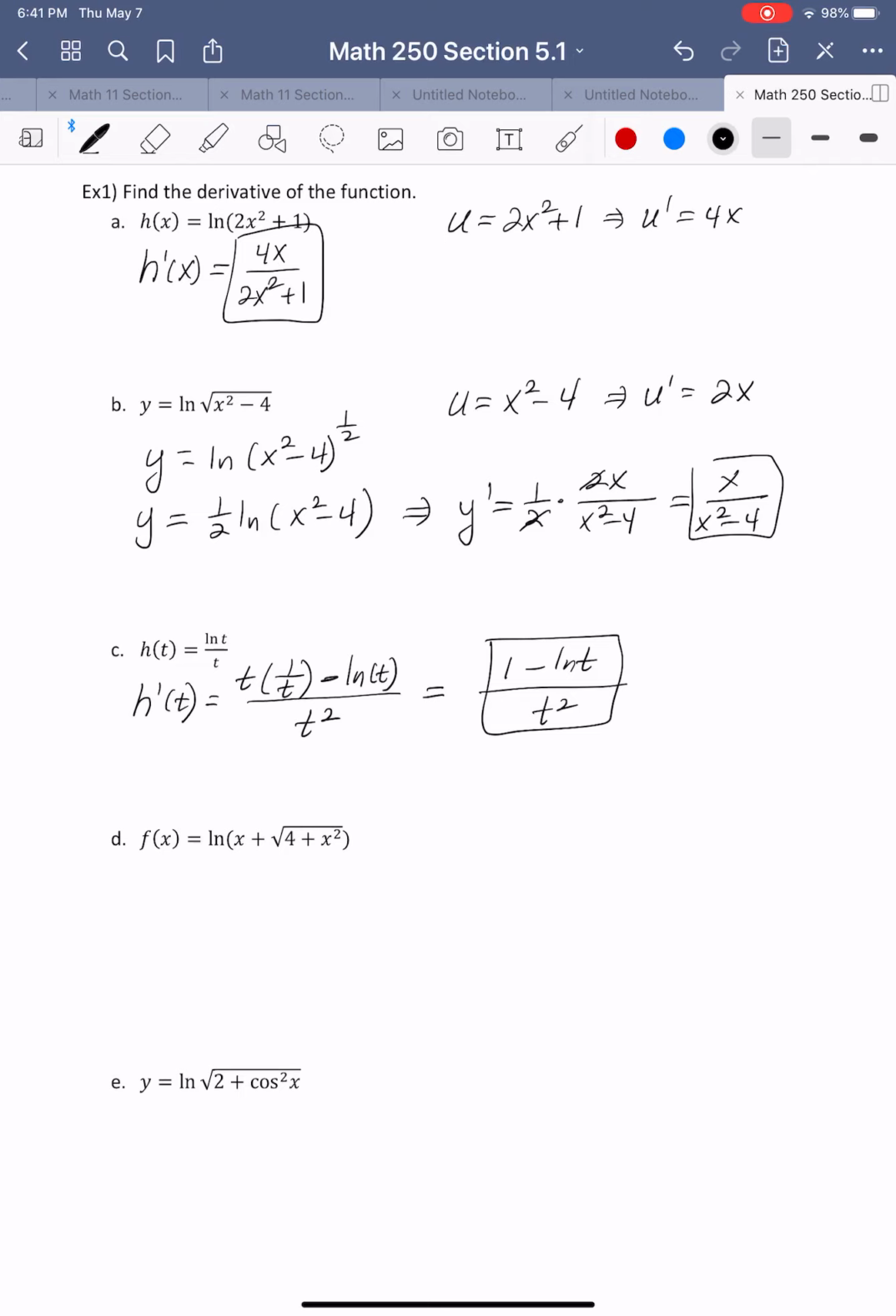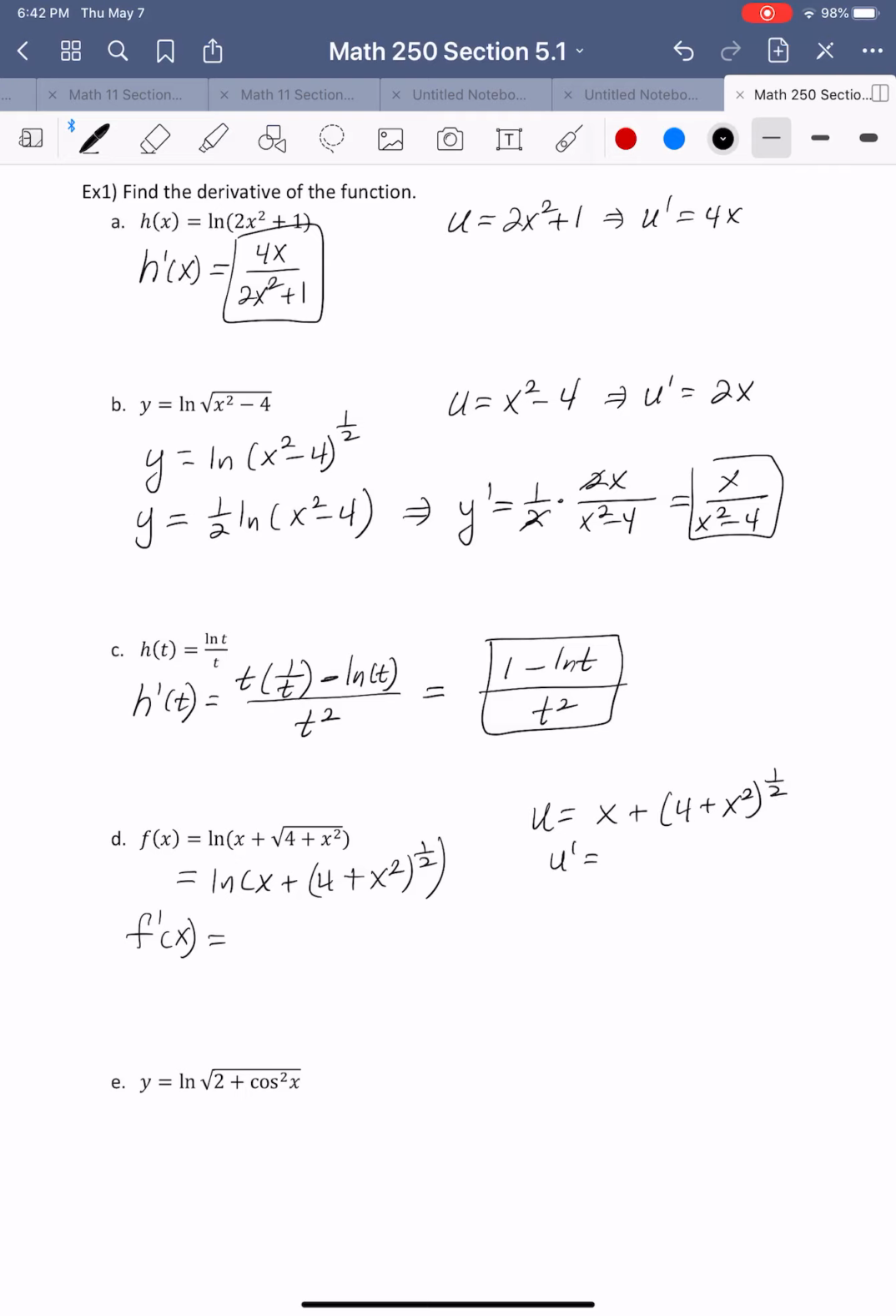For the fourth one, f of x equals ln of x plus the square root of 4 plus x squared. So for this one, I want to put that as ln of x plus 4 plus x squared to the half power. And then f prime of x, I need to use u as x plus 4 plus x squared to the half power.